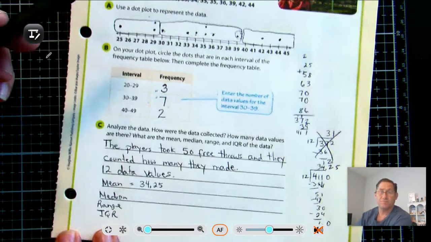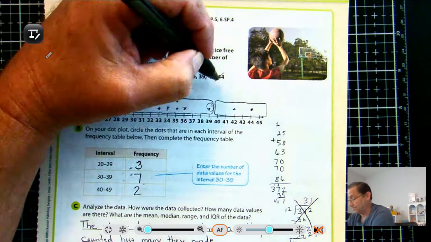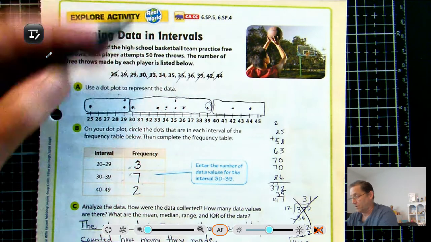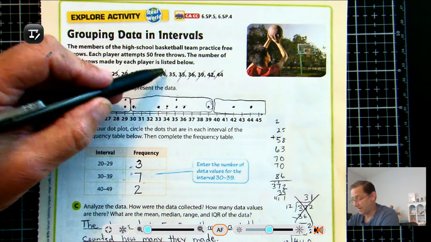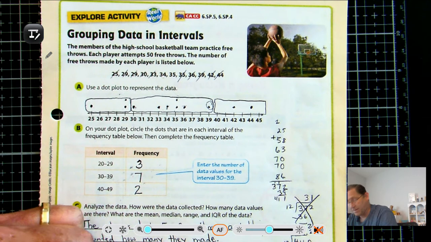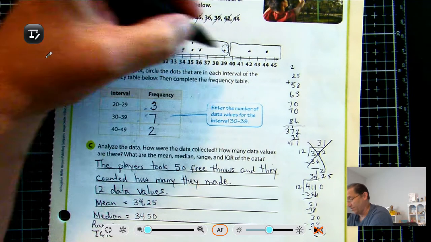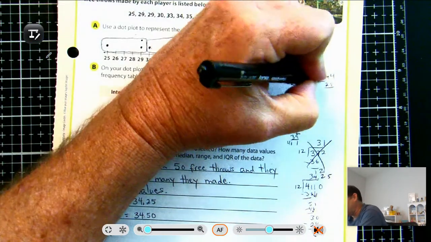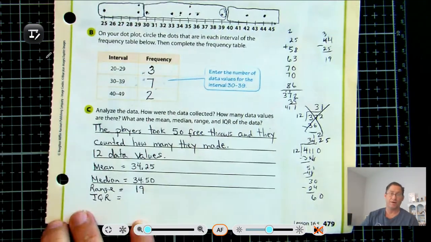The median, we can just cross off from the ends until we get to the middle value. Okay, we're left with 2 in the middle. So the median is going to be in between 34 and 35, so 34 and a half. The range is the difference between the highest value and the lowest value. So 44 minus 25, 19.